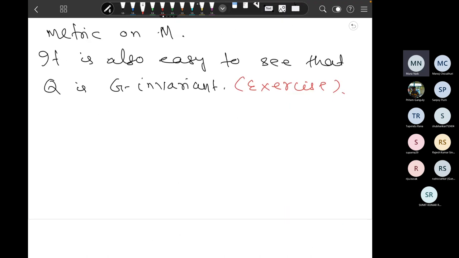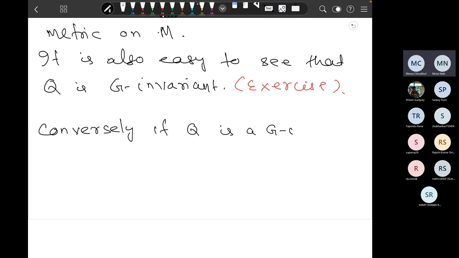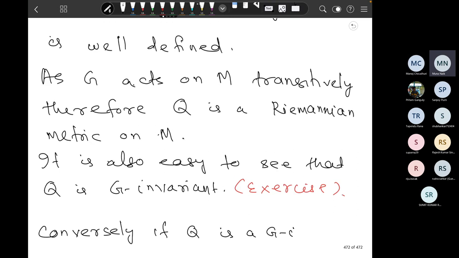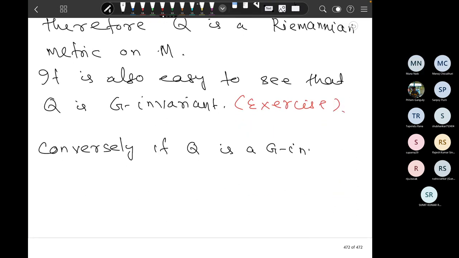Conversely, hello. Muna, yes. How to get that H invariant inner product? I will come to that.